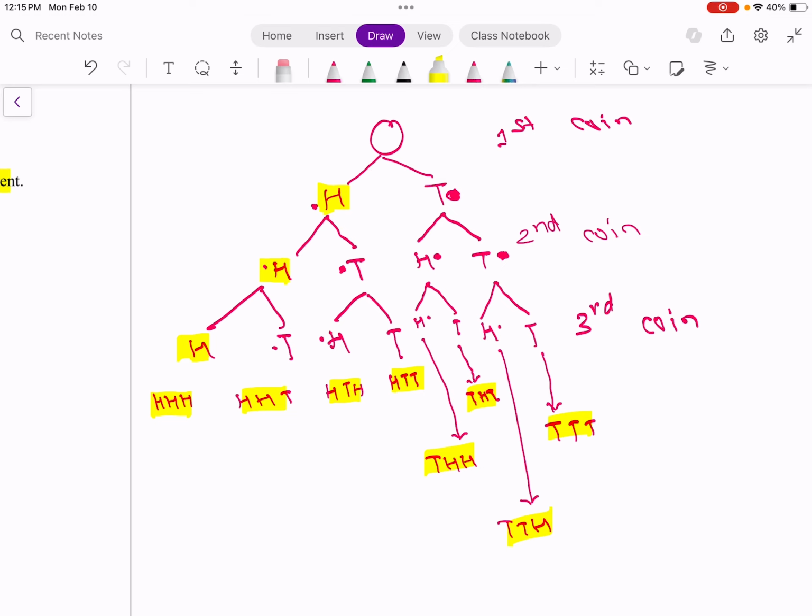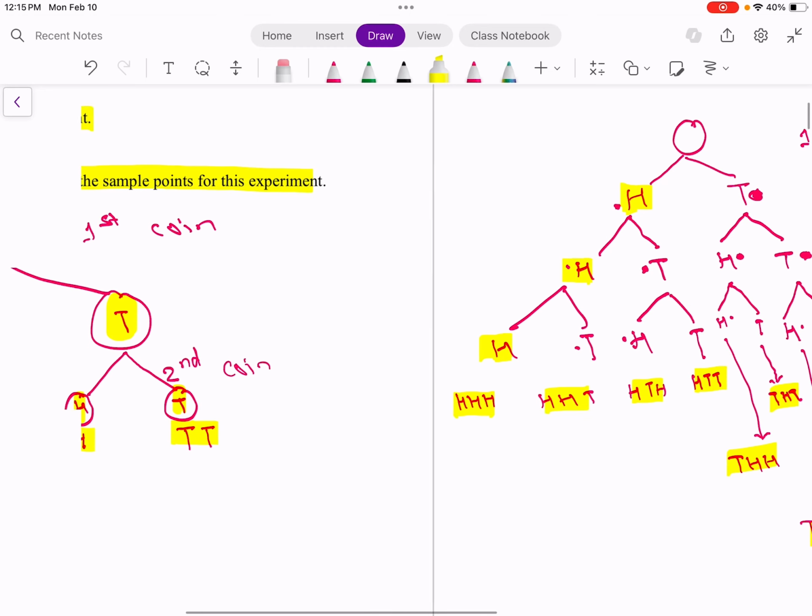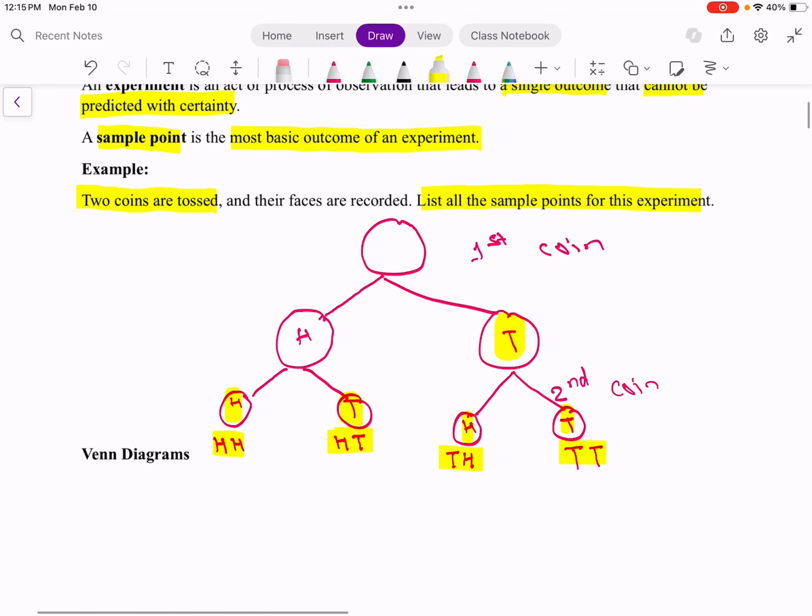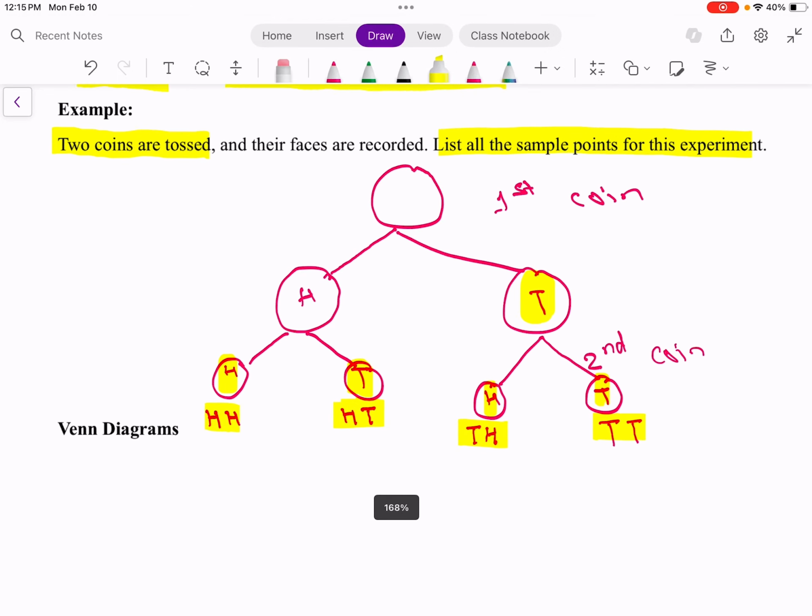Now in a similar way, if you are asked to find the sample points when you toss a 4 coin, you can do it, right? So our sample points are the basic outcomes of the experiment.